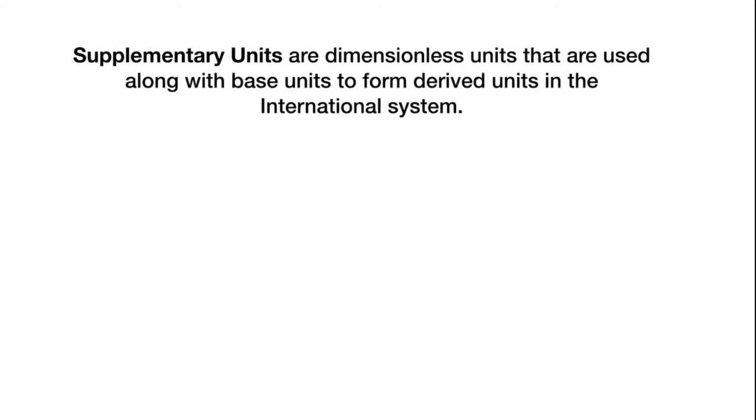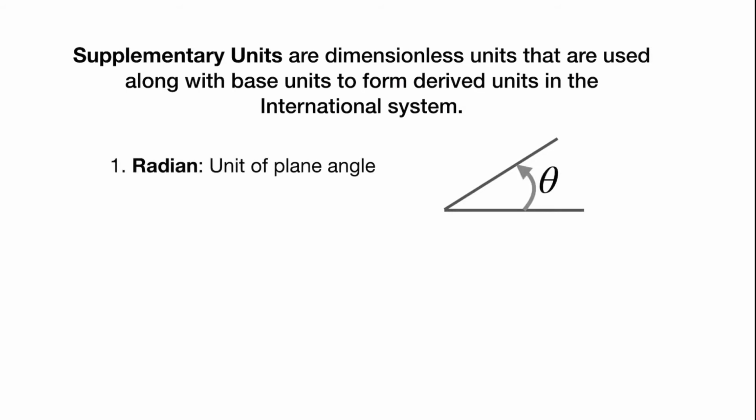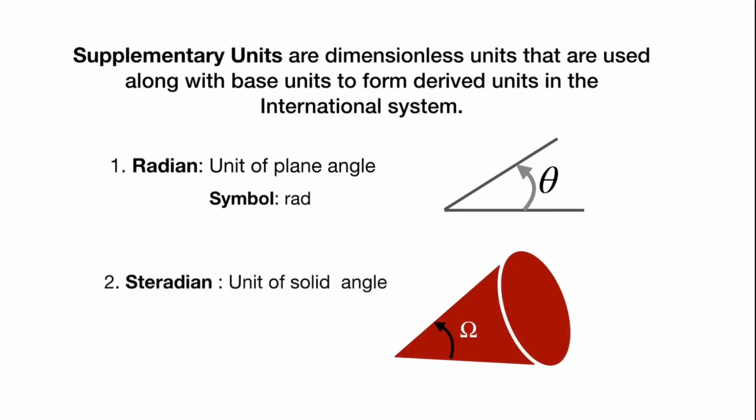Fundamental units are supported by supplementary units. Supplementary units are dimensionless units that are used along with base units to form derived units in the international system of measurement. The first unit is to measure the plane angle and is known as radian. The second is the unit to measure the solid angle and it's known as steradian. In the definition of supplementary units, we have seen that they are dimensionless.